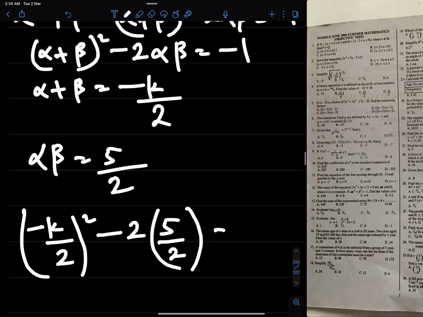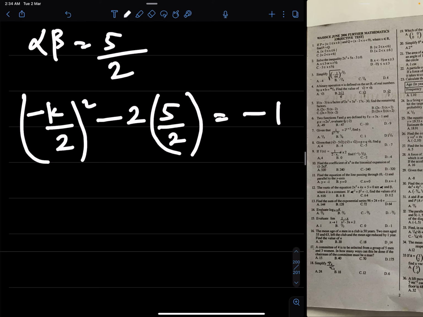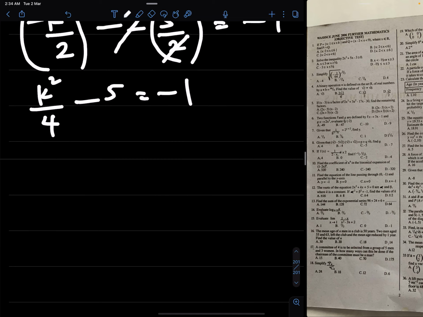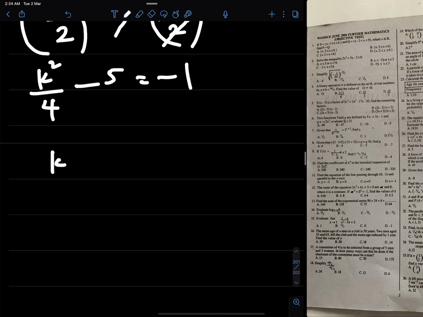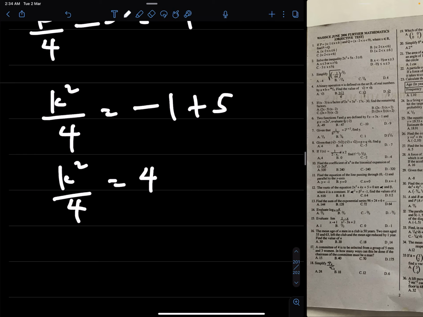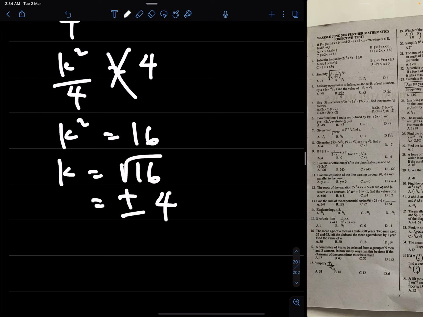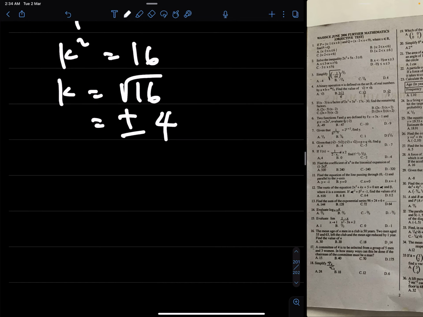We have to find the values of k. So this simply means k squared over 4, 2 cancels 2, minus 5 equals minus 1. And that's the same as k squared over 4 equals minus 1 plus 5, which means k squared over 4 equals 4. And k squared, when you cross multiply, will be equal to 16, which means k equals square root of 16, and that's plus or minus 4. So that's the answer, and that's option C.